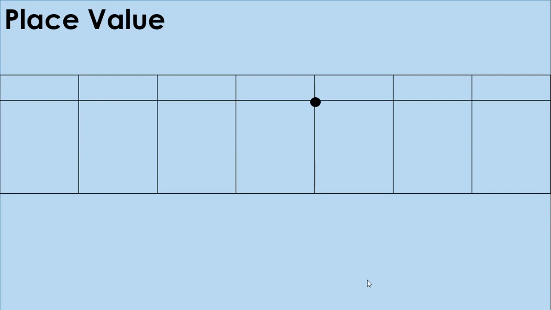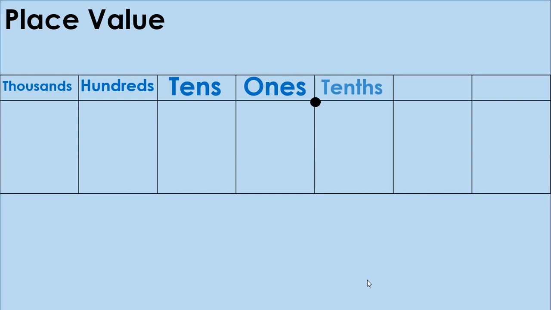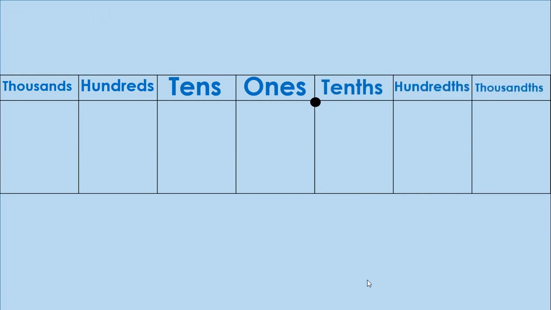Here we have our place value chart. We see the decimal point, and we know that to the left of the decimal point is the ones place, tens place, hundreds place, and thousands place. To the right of the decimal is going to be the tenths place, hundredths place, and thousandths place. Here we can see that 1 unit represents 1. If we want to make 10, we need 10 ones.